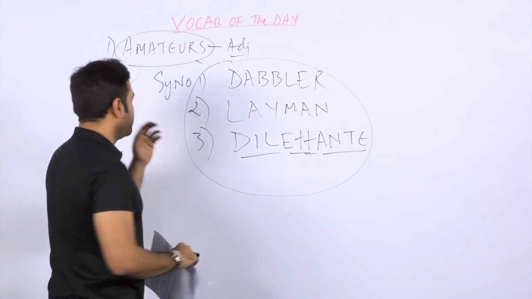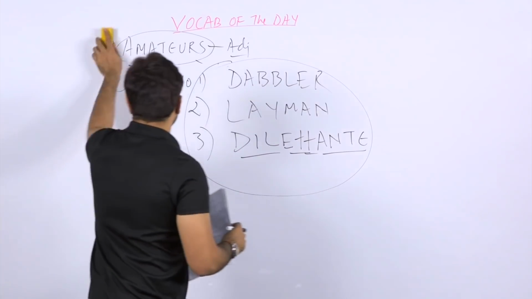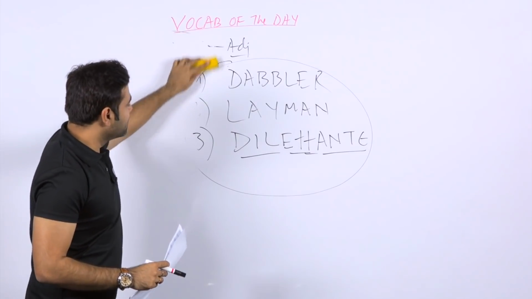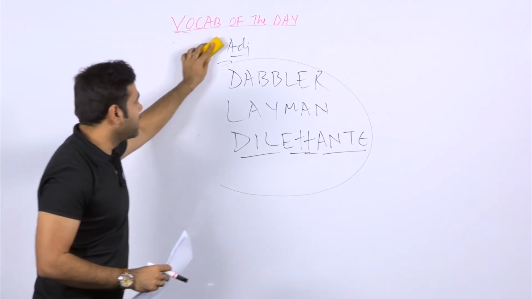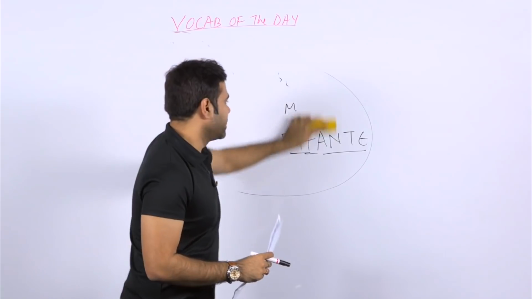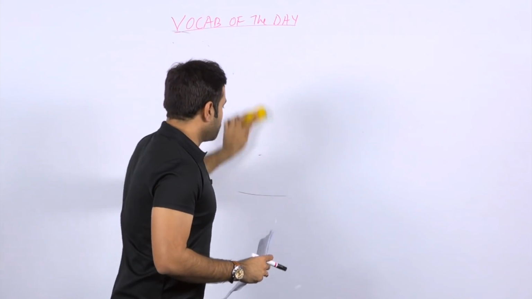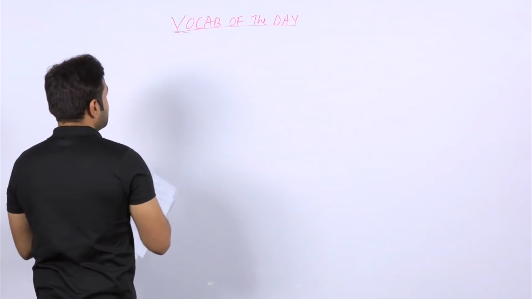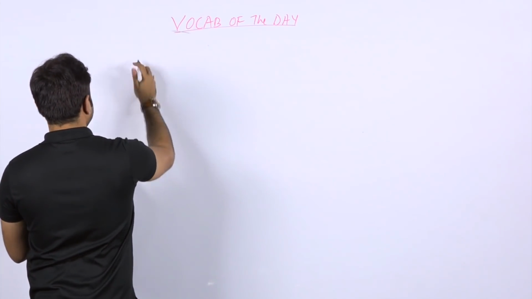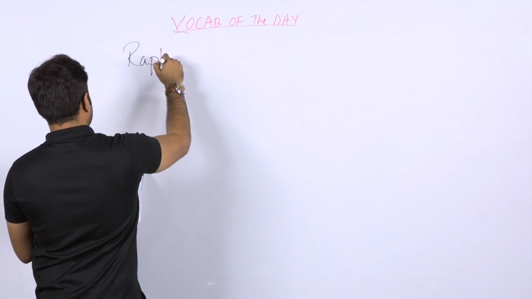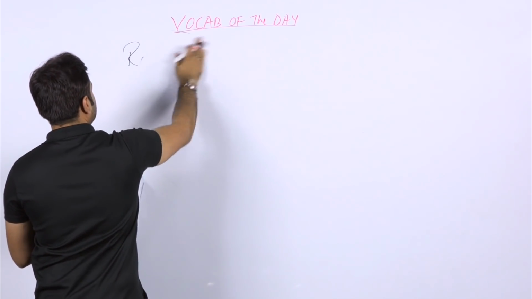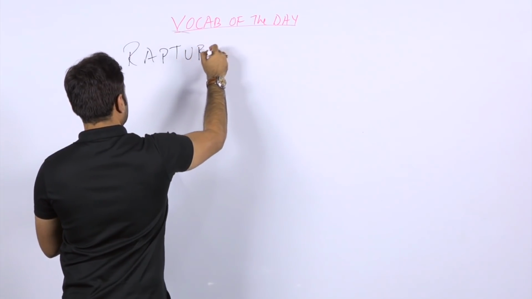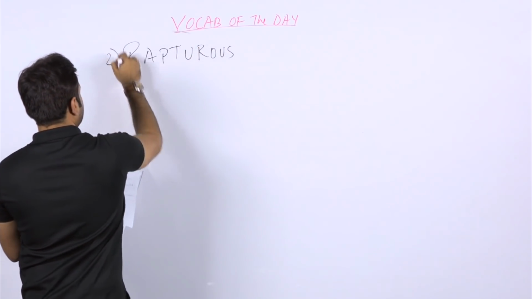Okay, so let's proceed to the next word. While I am doing so, you have to take a screenshot or note it down in your notebooks, isn't it? So what is the third word? The third word which I have taken is rapturous. Rapturous can be in the sense of friendly. I should use capital letters. Fine, so this is the next word.